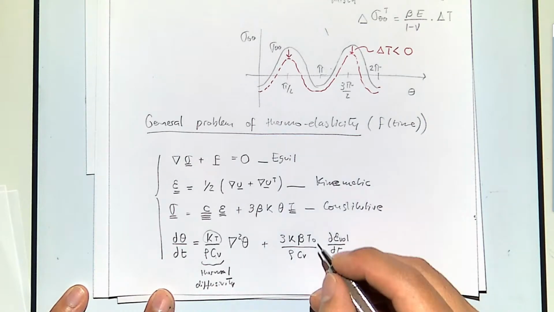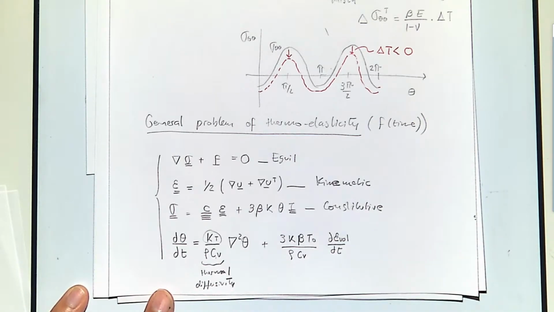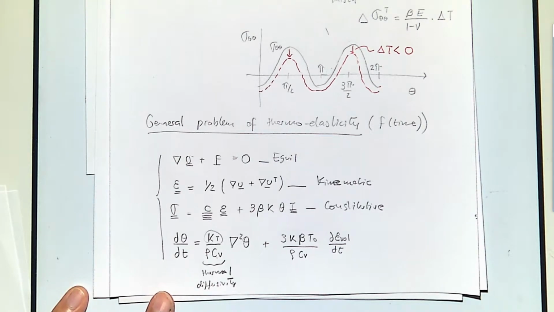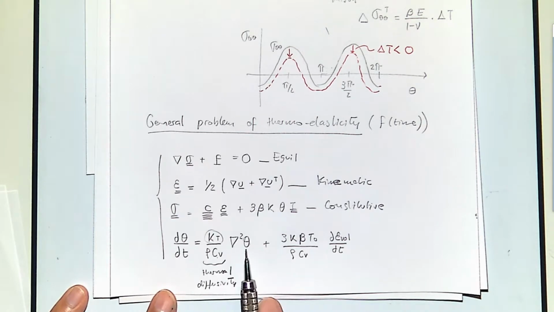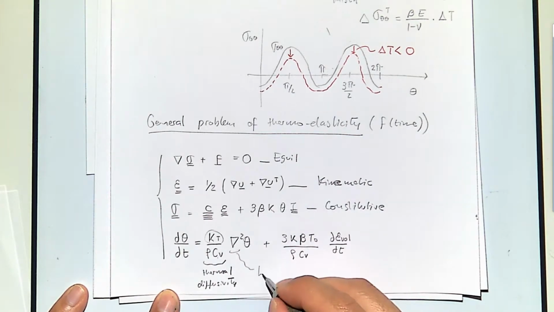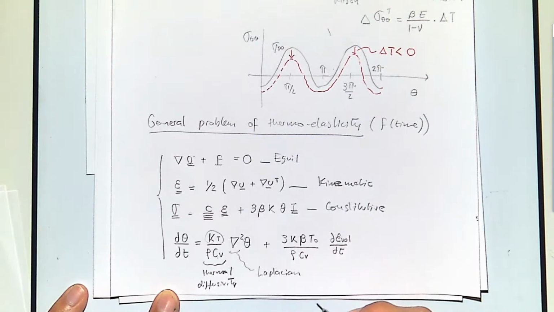Here, initial temperature T0. And the change in temperature squared, is that this one? Yes, this is the Laplacian. The Laplacian is an operator that is a second derivative with respect to space of the temperature. One more time: second derivative of temperature with respect to space. This one is a Laplacian operator. It's just a bunch of derivatives.